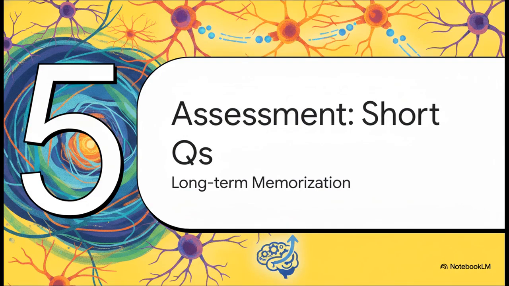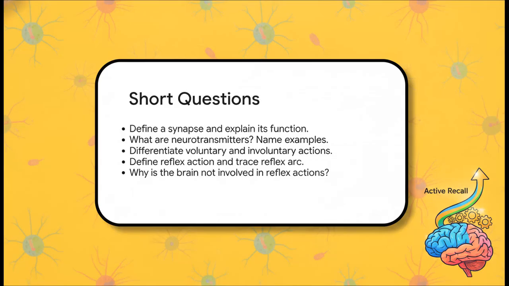Now let's wrap up with our short questions assessment. This is your ultimate long-term memorization checklist. Here are 5 short questions you absolutely must know. Number 1. Define a synapse and explain its function. Number 2. What are neurotransmitters? Name 2 examples. Number 3. Differentiate between voluntary and involuntary actions. Number 4. Define a reflex action and trace the components of a reflex arc. And number 5. Explain why the brain is not involved in reflex actions. अगर आप इन 5 क्वेश्चंस का आंसर विदाउट लुकिंग दे सकते हैं, then congratulations, आपने आज का लेसन completely मास्टर कर लिया है.